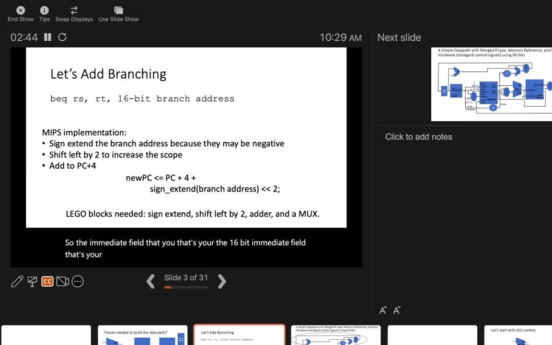That is sign extended. It is shifted to the left by 2. Essentially, you're multiplying it by 4. The reason you do it is so that your program has a wider reach with regards to branching. You're able to branch to a farther location. And that needs to be added to PC plus 4. So please discuss with your partners, work in groups, and decide on the branching hardware.